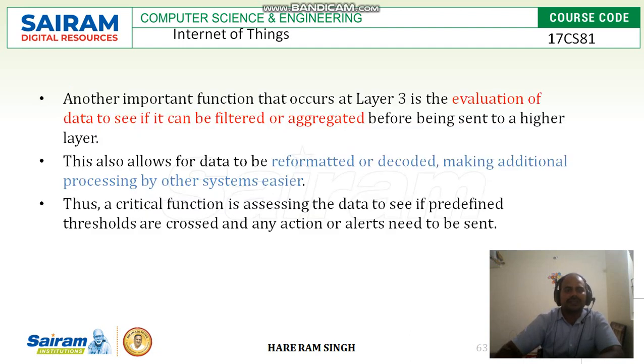Another important function that occurs at layer 3 is the evaluation of data to see if it can be filtered or aggregated before being sent to the higher layer. So another thing is evaluation of the data, whether any data can be filtered out or aggregated before sending it. These things happen at layer 3 only. Data reduction, converting data into information, filtering of the data, aggregation of the data. All these 4 things will be done at layer 3 only.